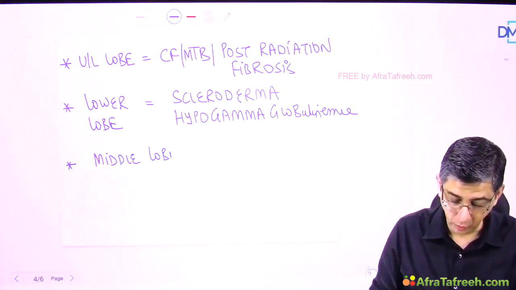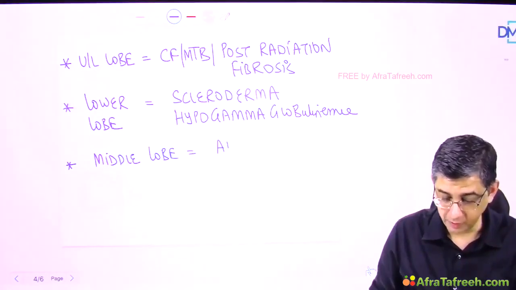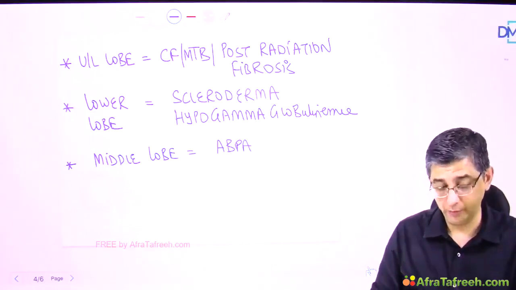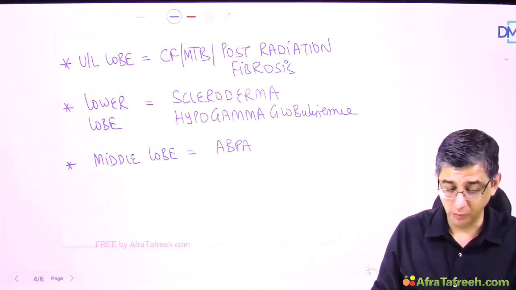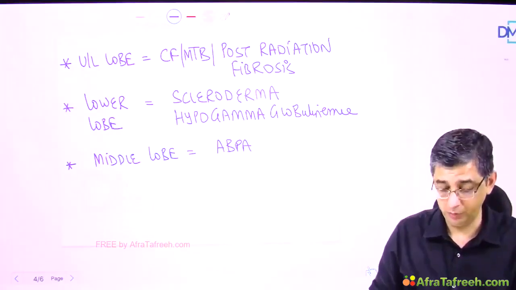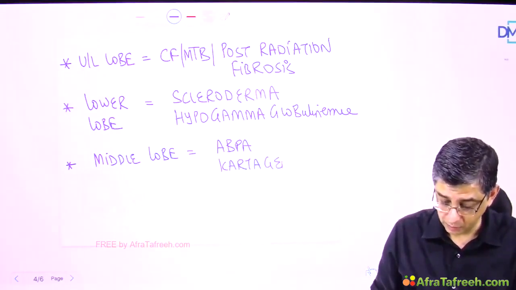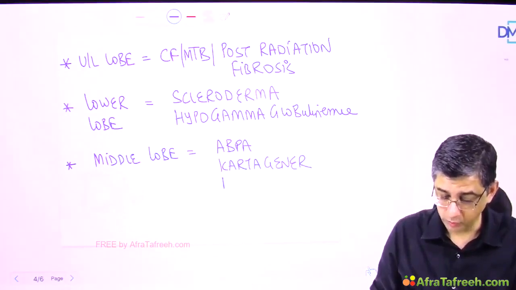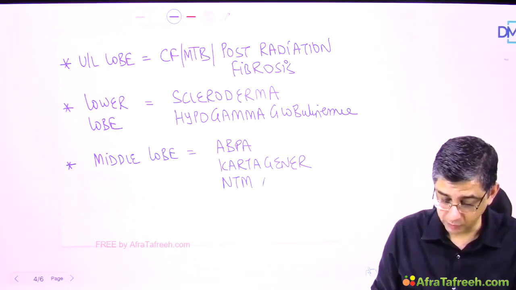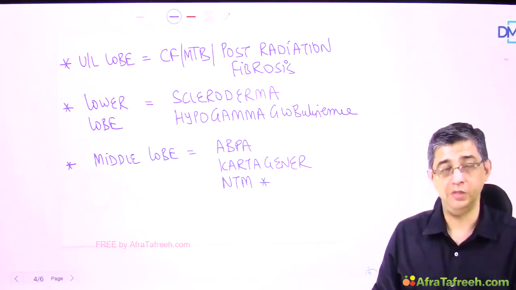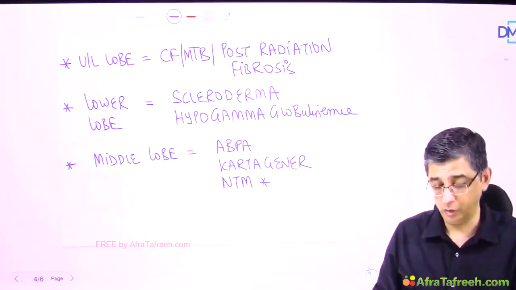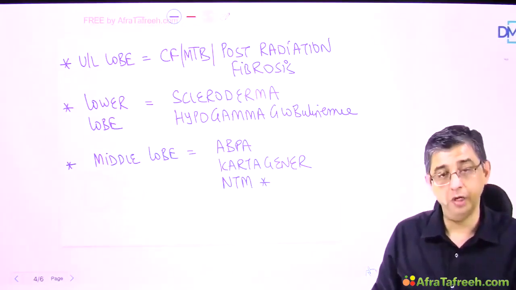If you get the middle lobe causes right, you are bang on spot for getting the questions right for this topic, because majority of the time they've asked about what I'm telling you right now: allergic bronchopulmonary aspergillosis causing a middle lobe involvement, Kartagener syndrome, infection with non-tuberculosis mycobacteria. Mark my words there. Mycobacterium tuberculosis has predisposition for apex, but non-tuberculosis mycobacteria would be middle lobe damage to the lung.